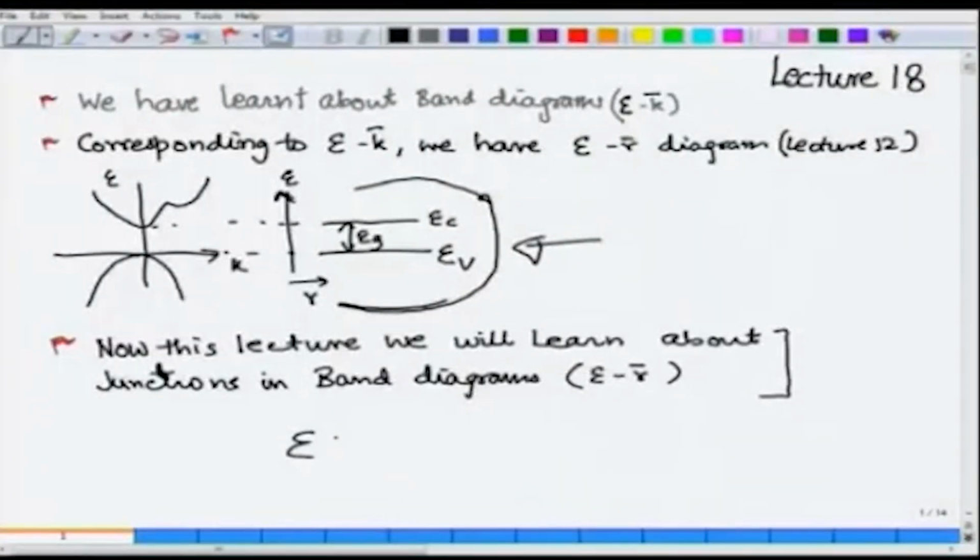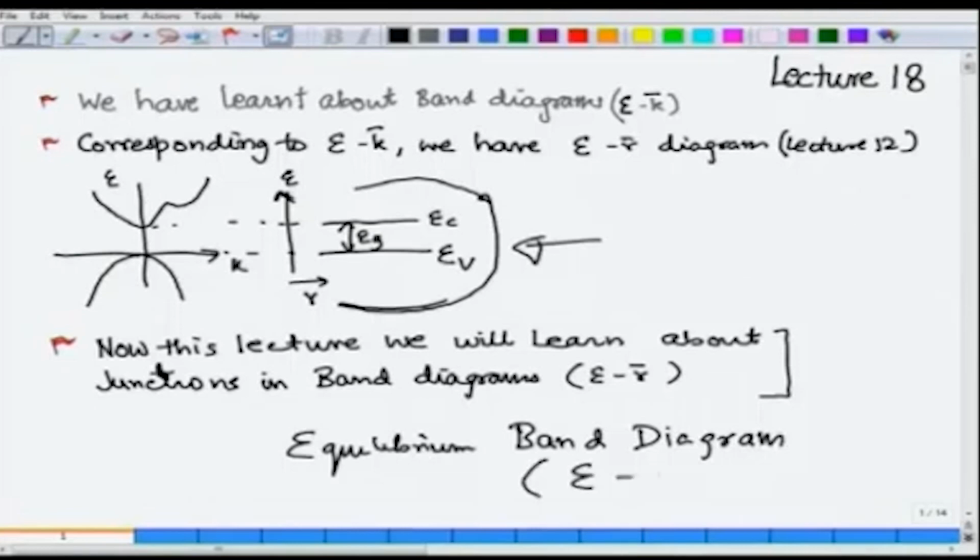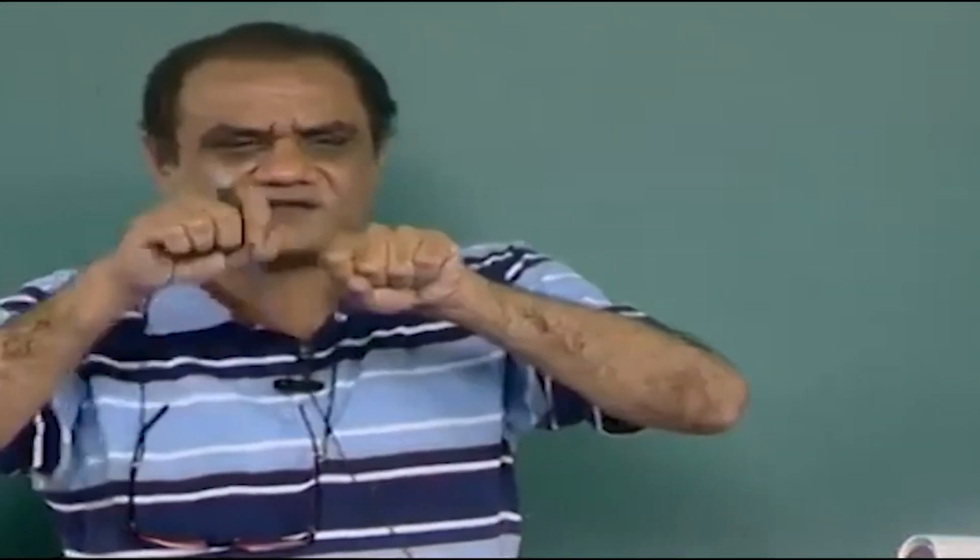If we join two materials, then the question we ask is what will be the equilibrium band diagram, still sticking to energy versus position. That means I have joined two different materials. The question is how should I draw EC and EV?